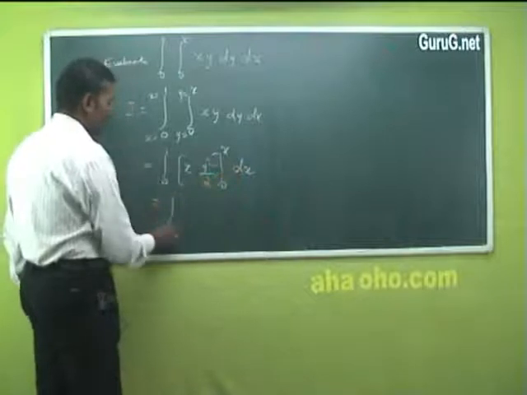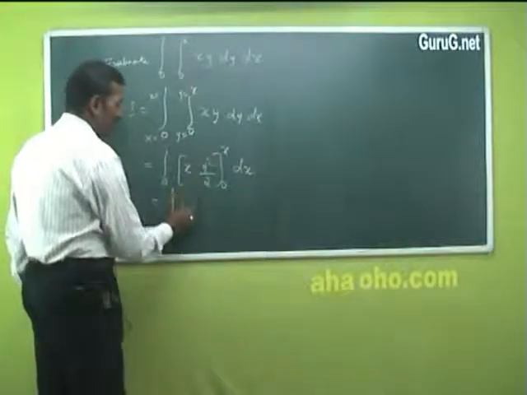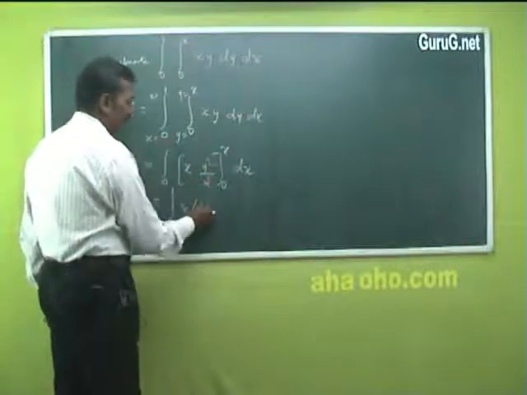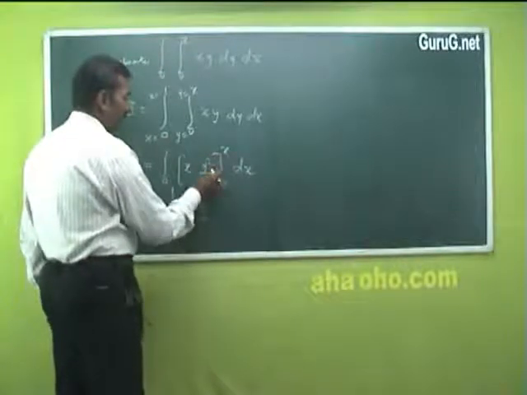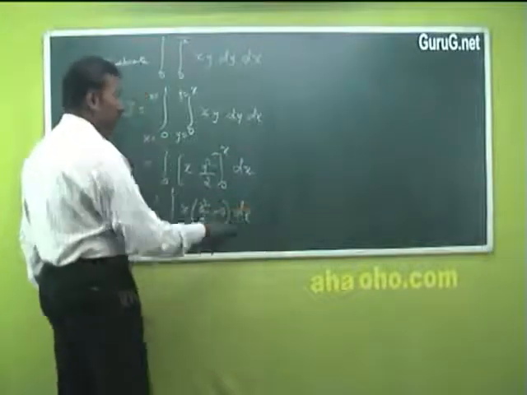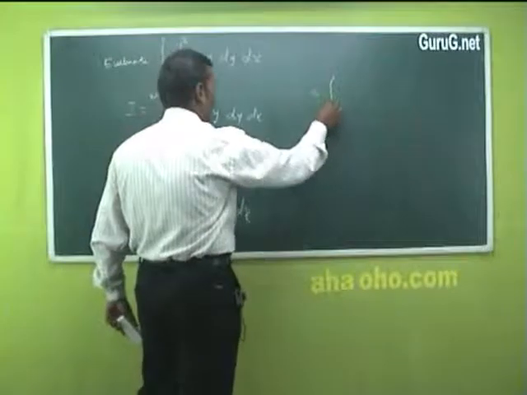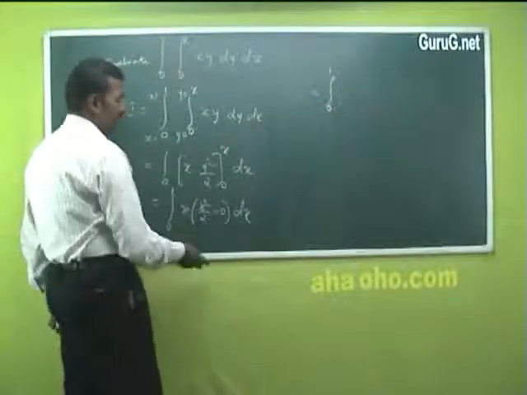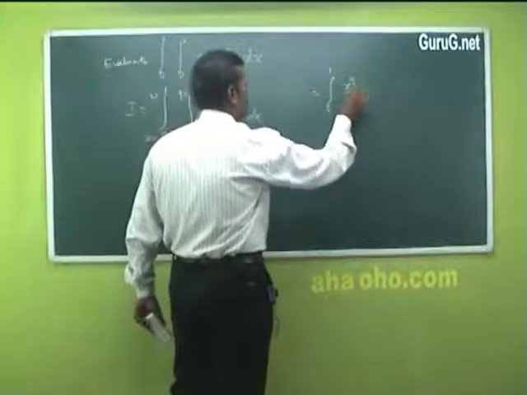Integral 0 to 1. The x constant we keep as it is. For this y we have to substitute. What will come? x squared by 2 minus, for the lower limit, 0, into dx. Now what will we get? Integral 0 to 1, x into x squared, so x cubed by 2 into dx.